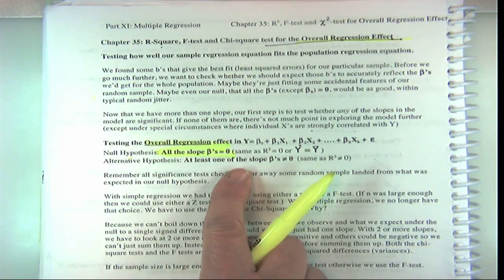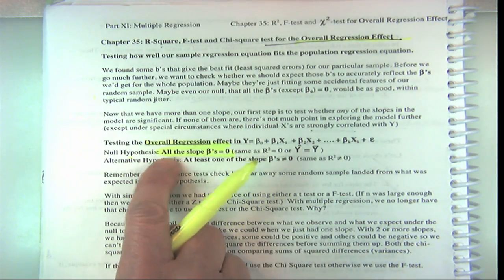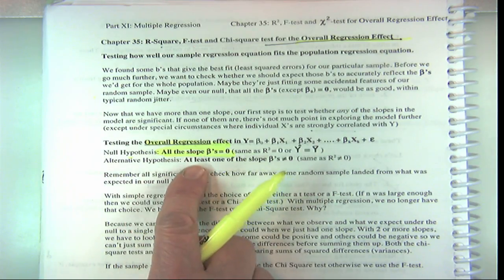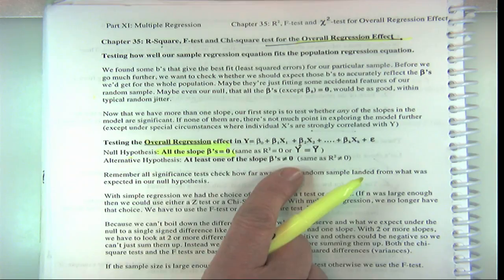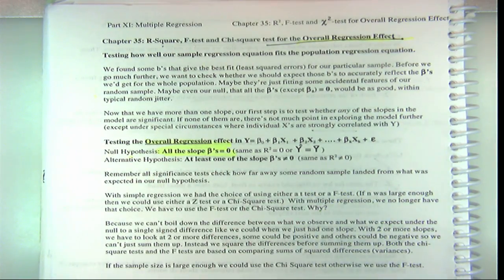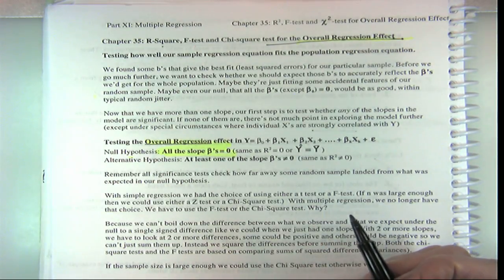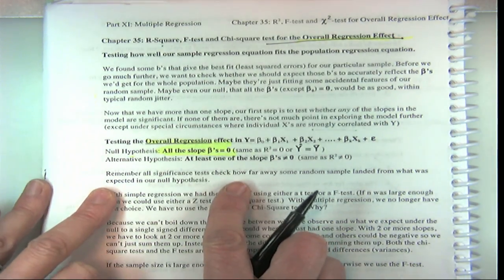Okay? So now, the alternative hypothesis is that's not true, not all of them are zero, which is the same thing as at least one of the slopes has to be not zero. At least one of them is non-zero. Okay? And so we're just going to do these tests like we did before.